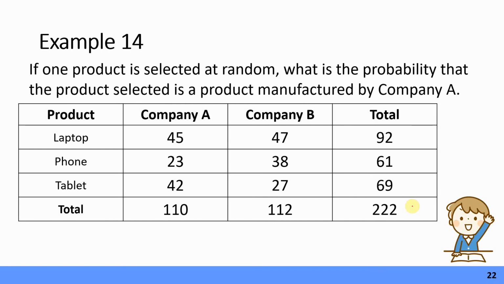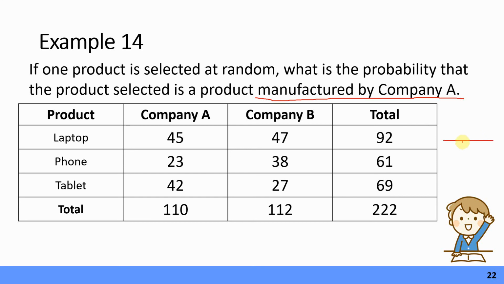The question says, if you were to select one product at random, what is the probability that the product selected is manufactured by company A? So remember, probability is always going to be set up as a fraction. So I'm going to make my little fraction here, and hopefully we agree on the answer. Let's start with the easiest part, which is the denominator. Denominator is always my total.